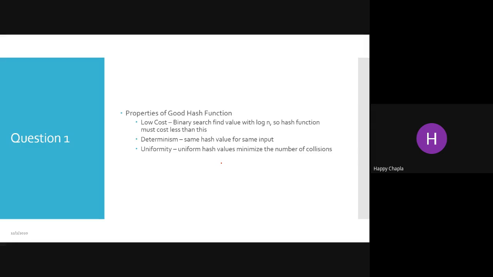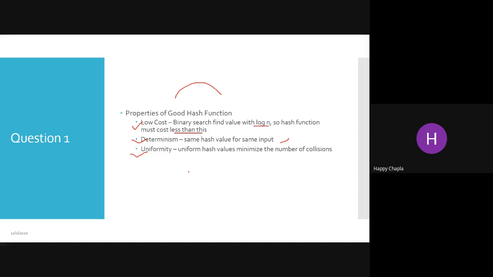Okay, for that particular thing, we must define some properties of a good hashing function, which are low cost, determinism, and uniformity. Now, binary search finds a value in log n, so a hash function must cost less than this. Then it is known as low cost. Otherwise, our binary search technique is good. But we are trying to find a better way than binary search. Now, determinism means the same hash value for the same input.